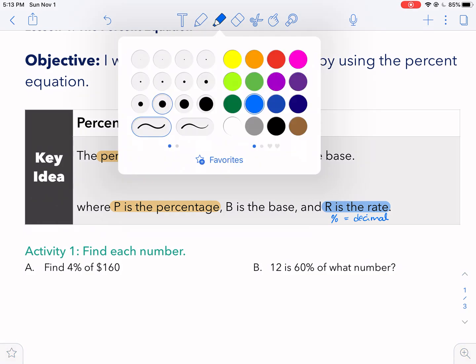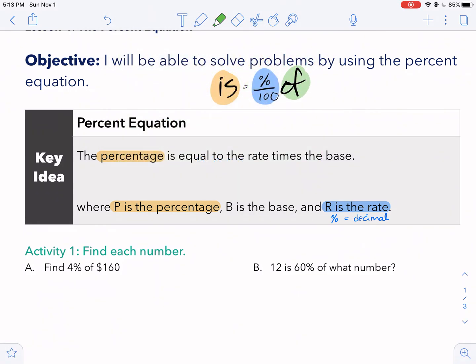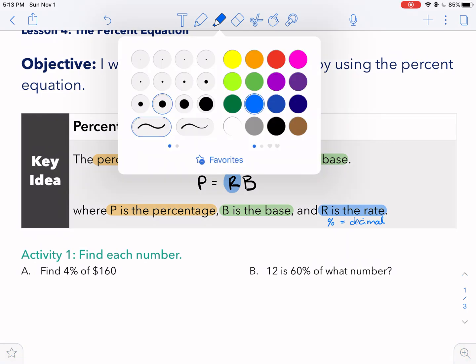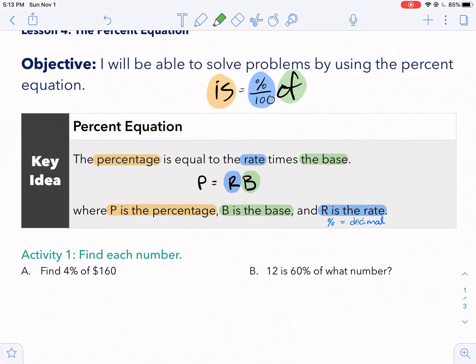And then we'll have our base. Our base, last time we called that our of number. So in a nutshell, we have the rate times the base is our percentage. So we say that's the same thing as P equals R times B. Basically, it's our percent out of 100 times our of number equals our is number.